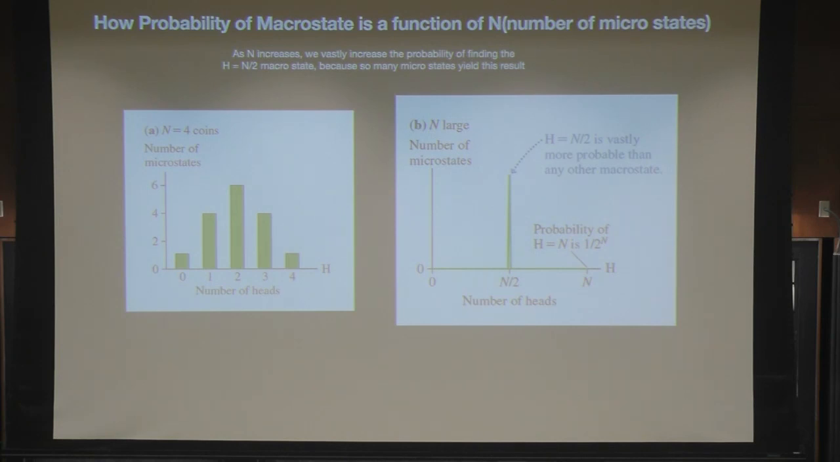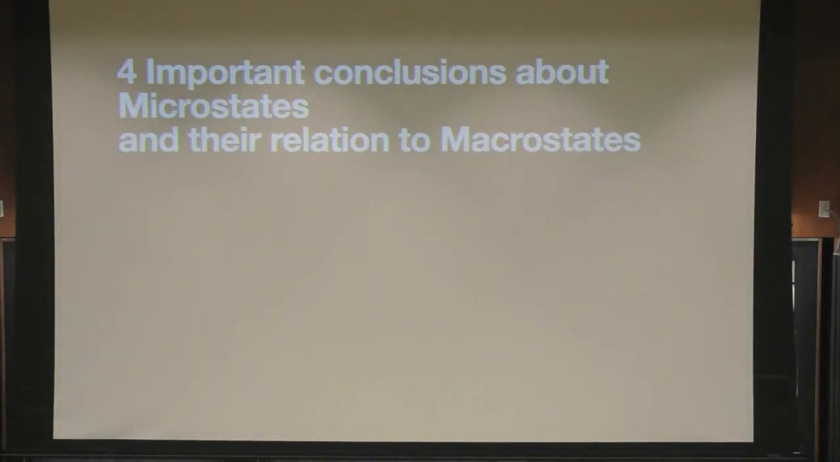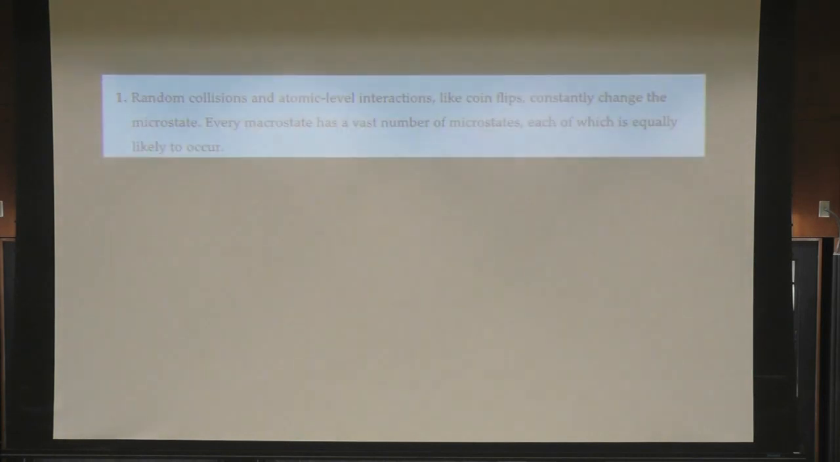Okay, so as n increases, we vastly increase the probability of finding the heads equal to the number of coins over 2 macrostate, because so many microstates yield this same result. That's the multiplicity. So the multiplicity becomes huge for this macrostate. So there are 4 important conclusions about microstates and their relation to macrostates that we can make.